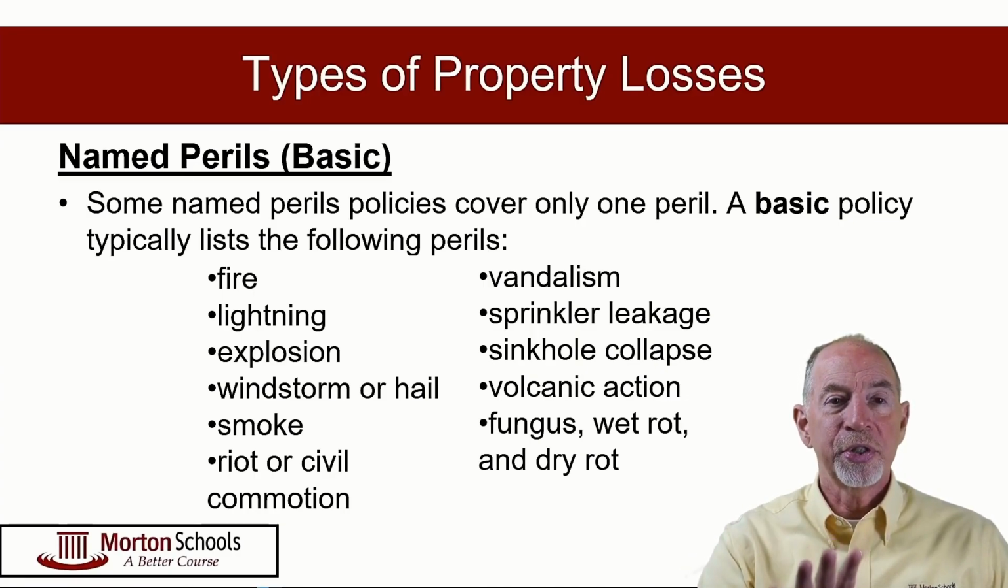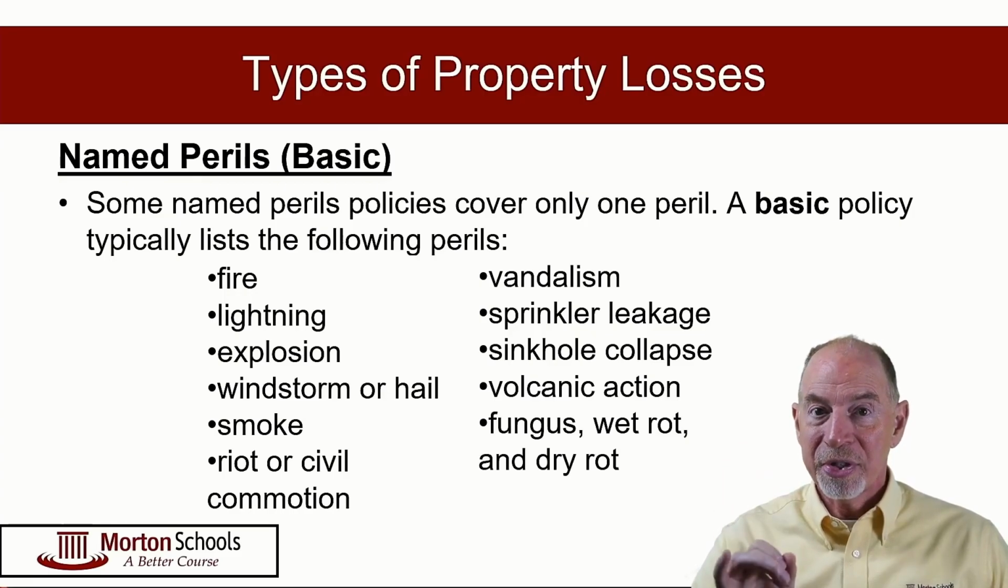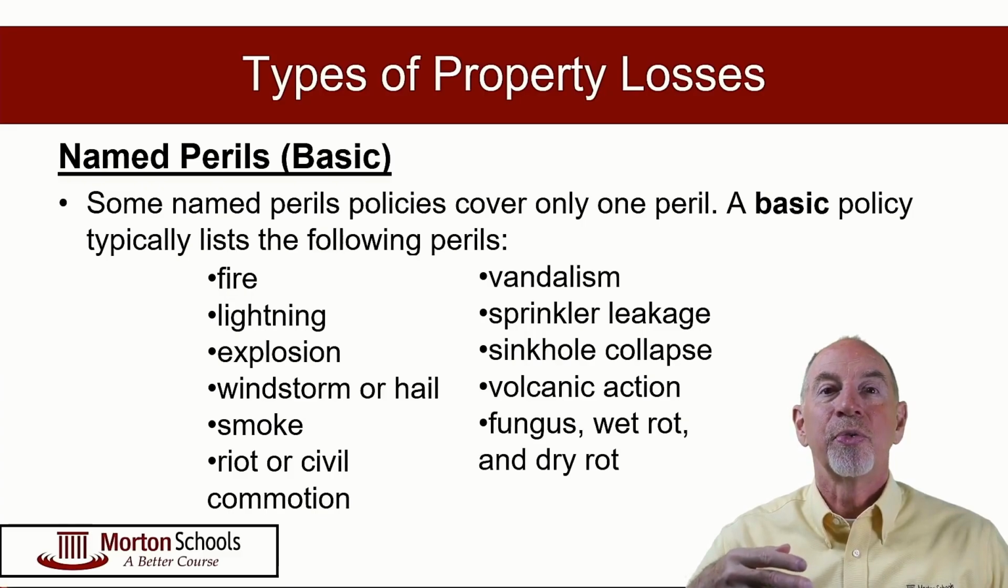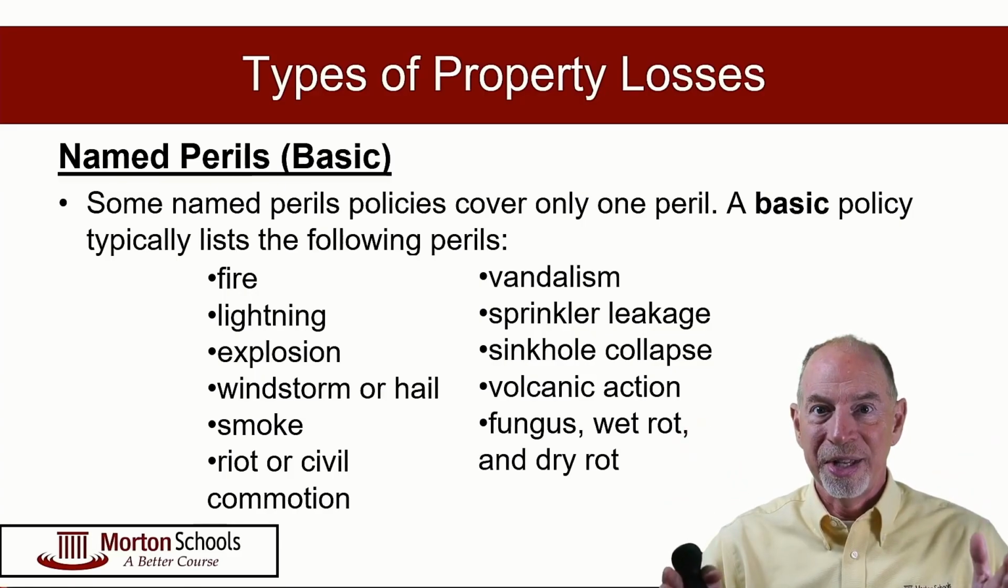Now, it's important to understand that this is not the list. There's a list in every policy. Every policy is going to have a different list. This is representative of the types of things that you'll see. For example, in a homeowner's policy or a business policy, these are the types of things that would be covered. But don't think that this is the list.